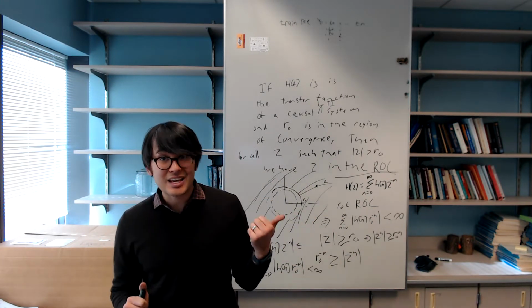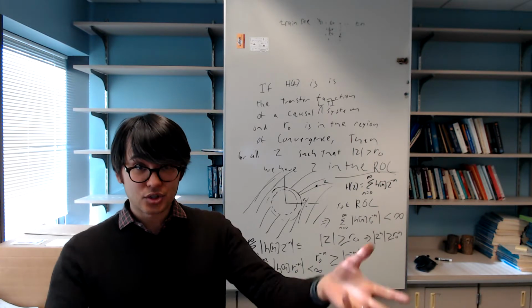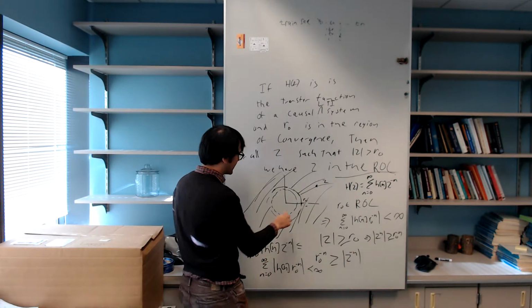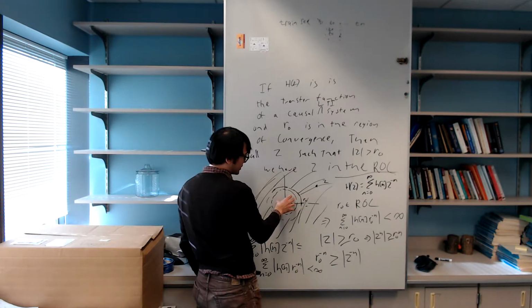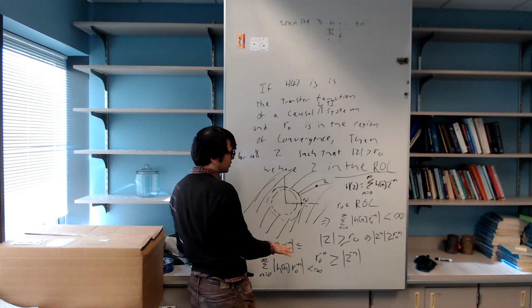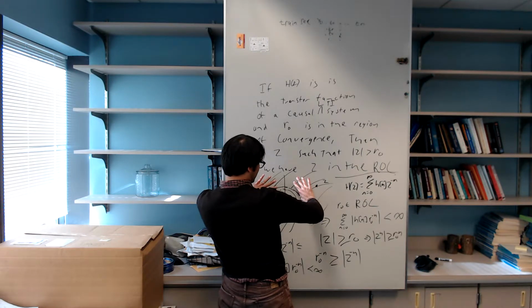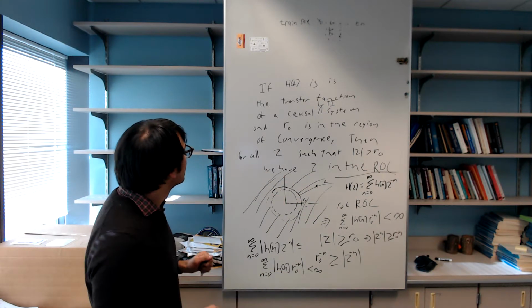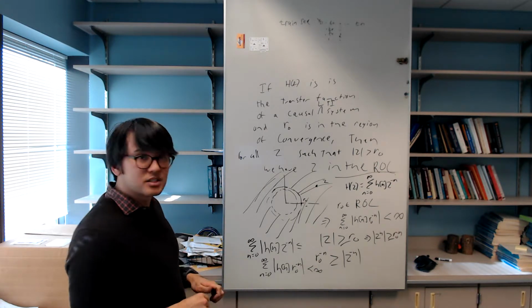And the exact same thing can be shown for these anti-causal systems. If you had an anti-causal system, then we know that the region of convergence is going to be some disk containing the origin, whereas this is, you know, the plane with a hole in it, basically. All right, cool. So that's the basics of causality.